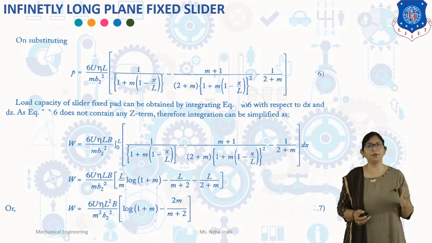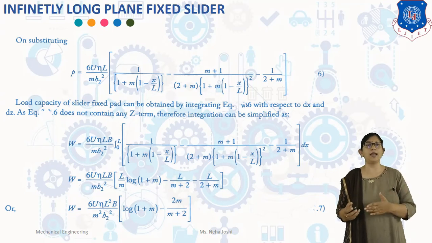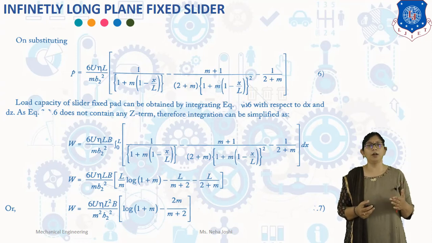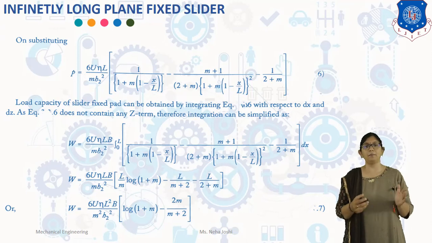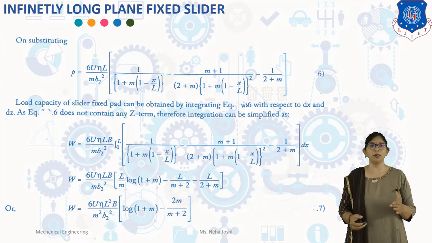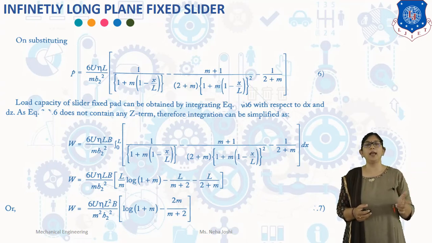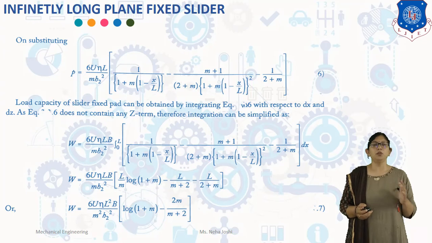So we can get the final equation W is equal to 6 U eta l p upon h square, integration limit 0 to l, 1 plus m into 1 divided by 1 plus m into (1 minus x by l) minus (m plus 1) divided by 2 plus m into (1 plus m) into (1 minus x by l) square, minus (1 plus 2m) divided by 2 plus m, into dx. So we can get the final equation W is equal to 6 U eta l square b divided by m square h square, log (1 plus m) minus 2m divided by (m plus 2). So this is the infinitely long plane fixed slider.